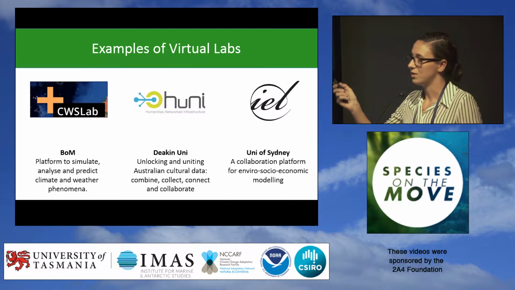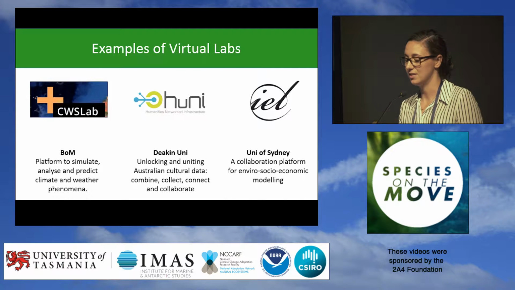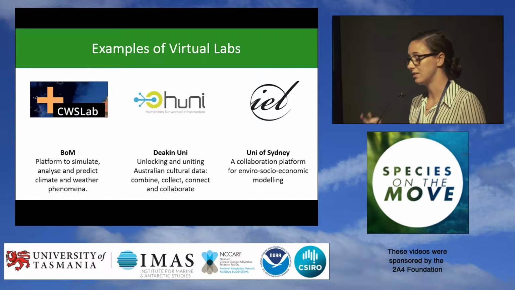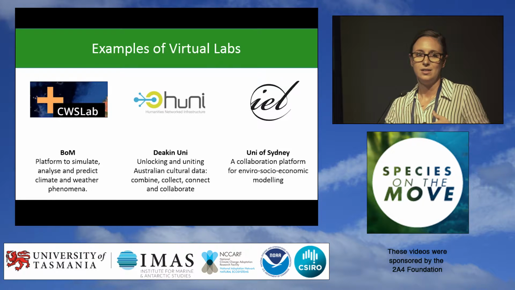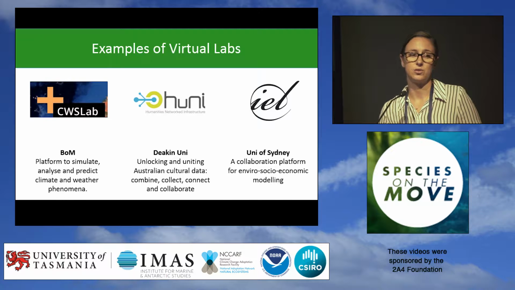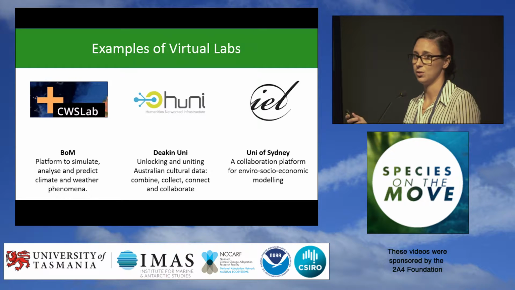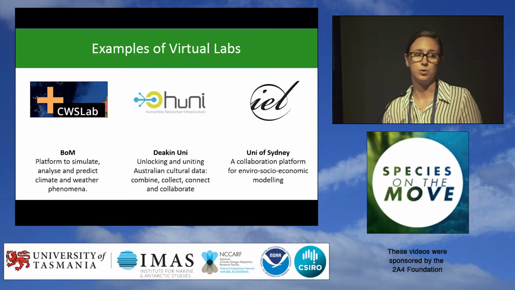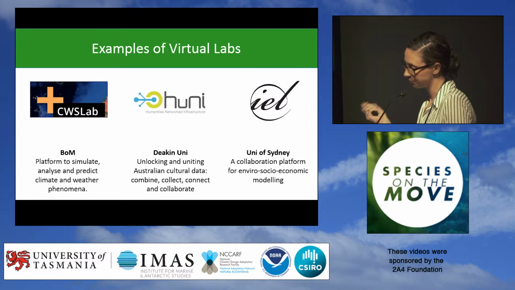There's also the Climate Weather Science Lab. There's HONEY, which is the Humanities Networked Infrastructure Lab, which unites a whole heap of cultural data. And there's the Industrial Ecology Lab. So basically, this is just a suite of a few of the ones that are available here in Australia, but there are also virtual labs all over the world. And the aim of these labs is to make available computational resources to research disciplines.